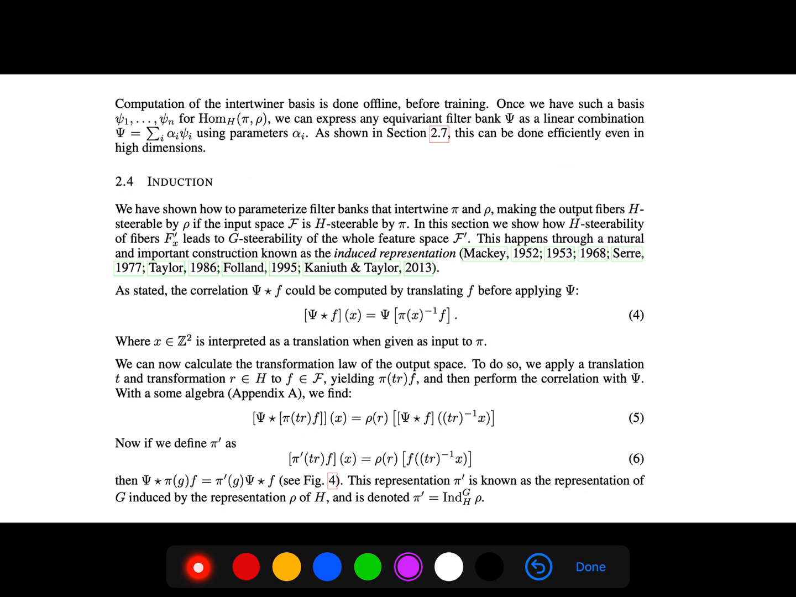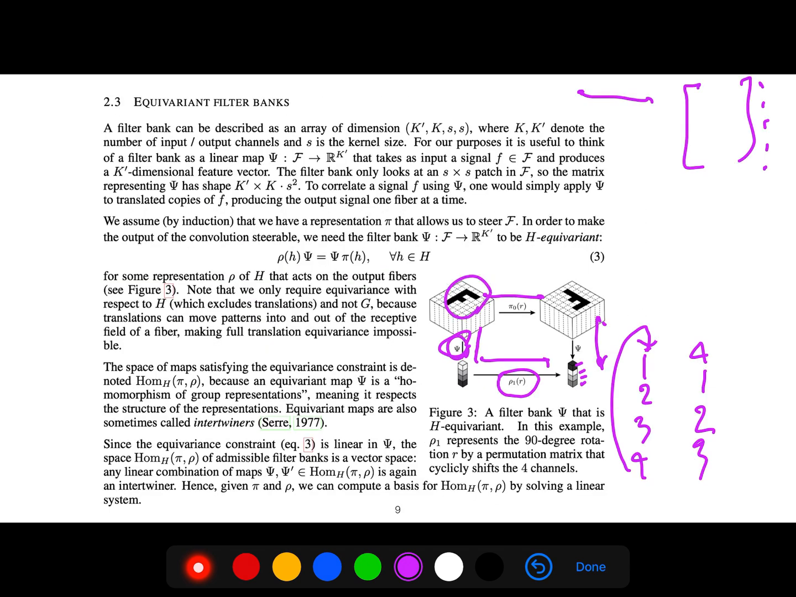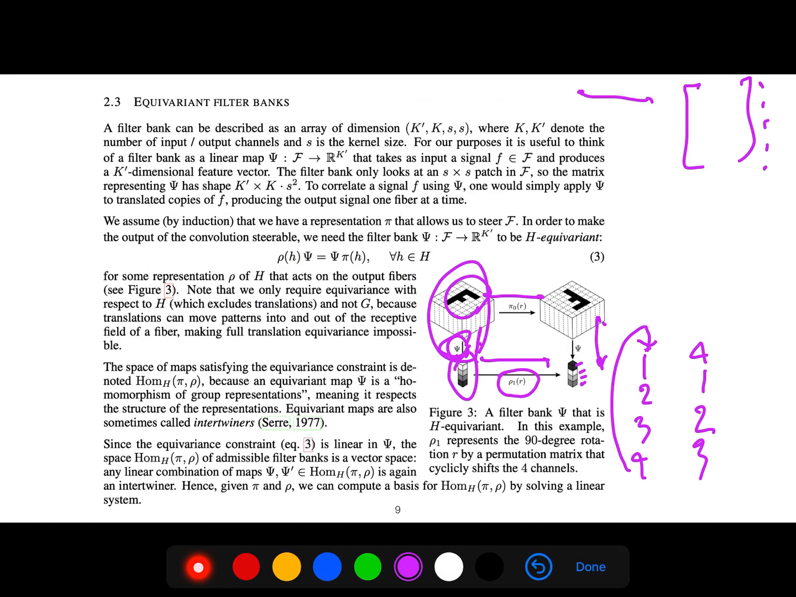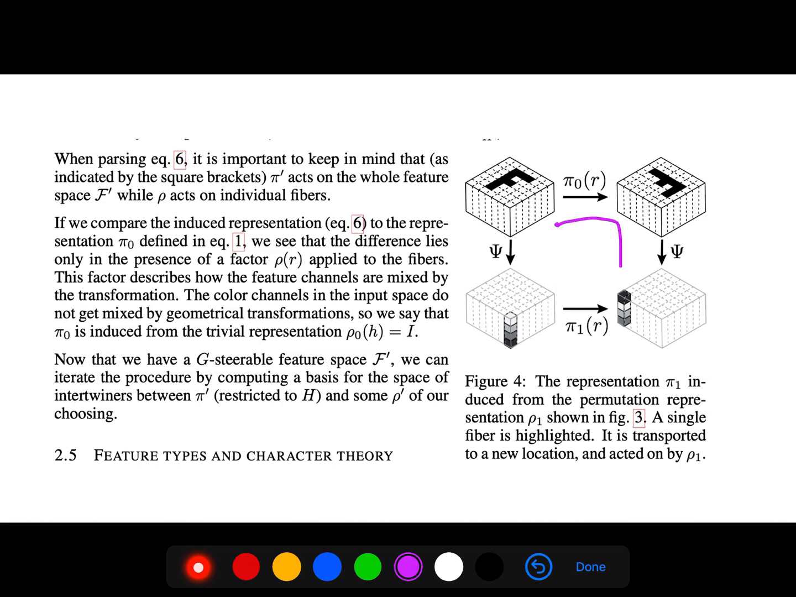This happens through a natural, important construction known as induced representation. So the correlation of psi and f, we are doing a correlation operator here, and then we get this feature vector. The correlation could be computed by transforming f before applying psi. So before applying psi, we can just rotate it and then apply the convolution. Then it's like permuting what you have obtained. So we can now calculate the transformation law of the output space. So this coincides.